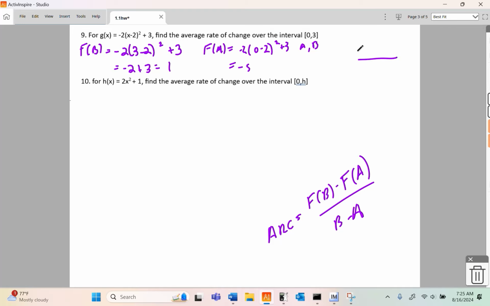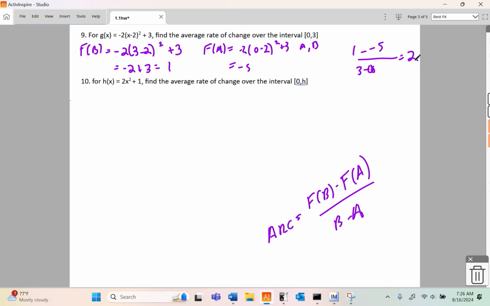And now I can do my little formula. It's going to be f of b, which is 1, take away f of a, which is -5, sitting pretty over b minus a, 3 minus 0. Top becomes 6, the bottom is 3, this ends up being 2.